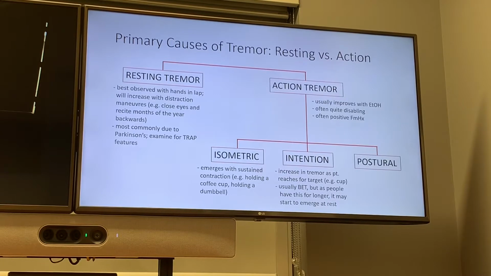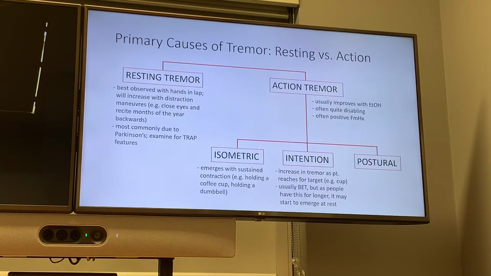Usually, I say usually because there are exceptions, of course, but generally when you see a resting tremor, you should be thinking Parkinson's, especially when it's unilateral. So the next step in your exam then would be to examine for the trap features. I'll talk about that in a slide when we talk about the Parkinson's tremor.